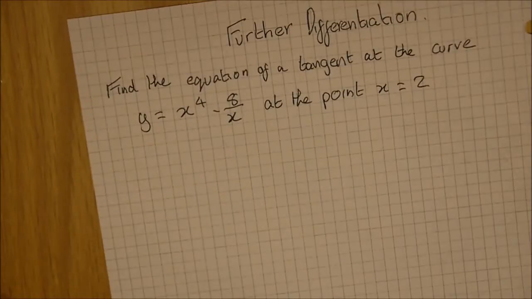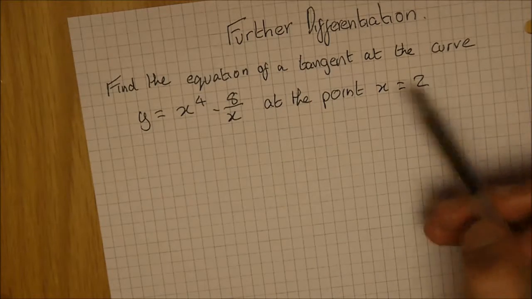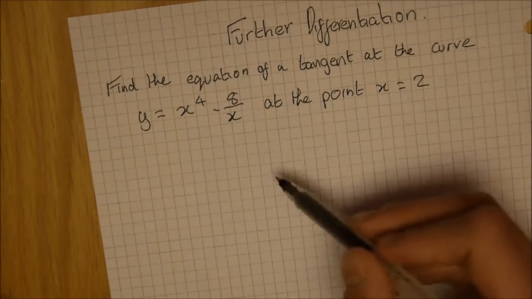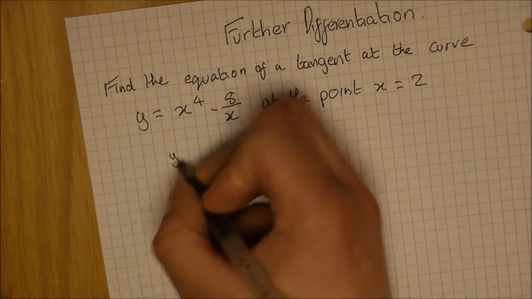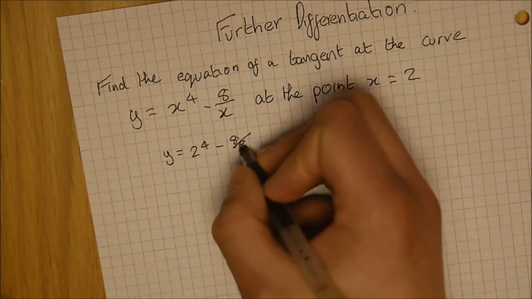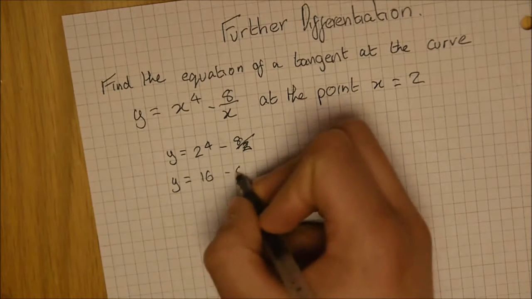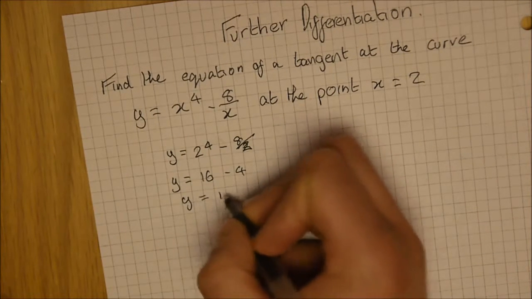Now, there are two different orders in which you can do things, which doesn't really make a difference one way or another, but we'll start simple and we'll work our way up. So for the first thing, we can substitute 2 in to find the value of y. So y equals 2 to the 4 minus 8 over 2, which is 16 minus 4, y equals 12, because 8 over 2 is 4.